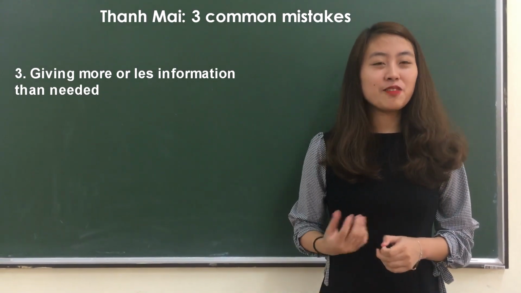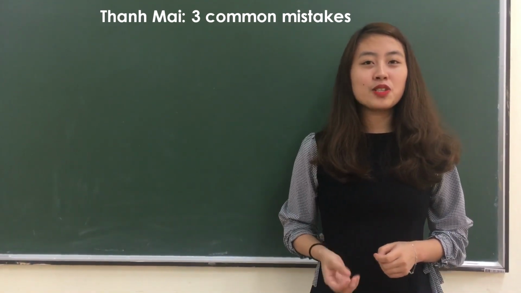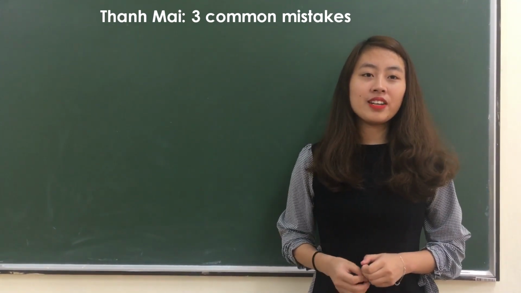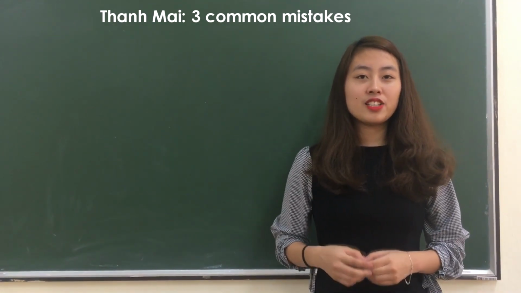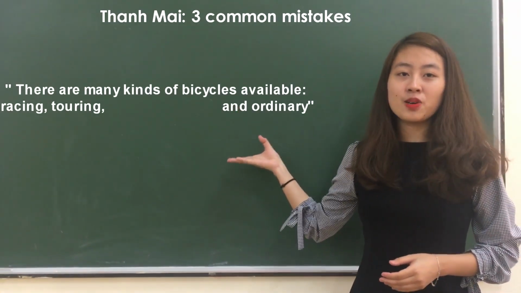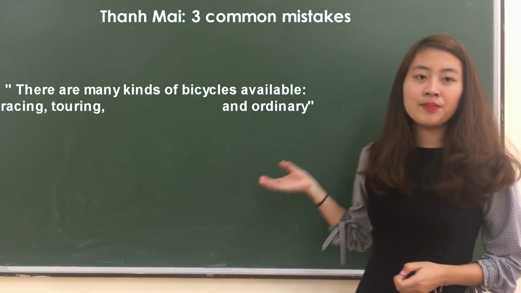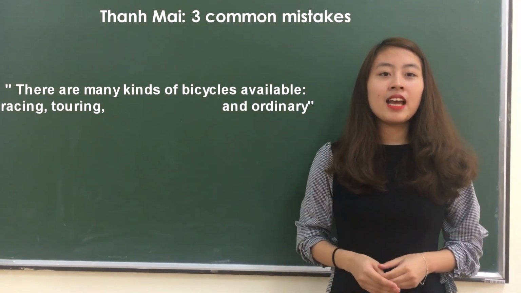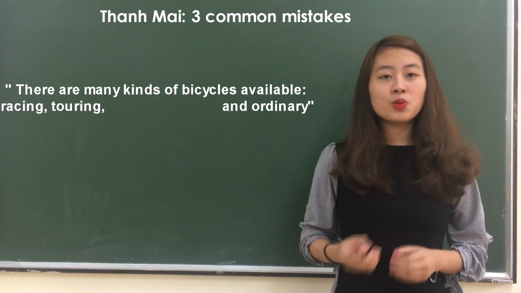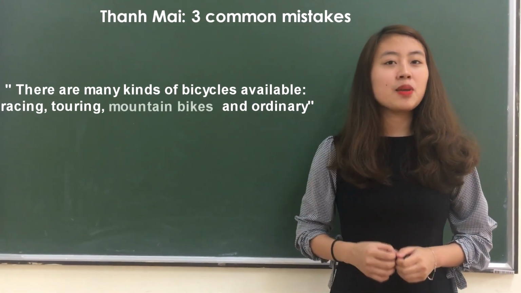The third mistake is giving more or less information than needed. It means your answers are too specific or too general, or don't fit the whole notes. To help you understand better, I will give you an illustration. In the form you are given, there are many kinds of bicycle available: racing, touring, ... and ordinary. In the recording, the speaker says the range of bicycles is enormous. There are racing bikes, touring bikes, mountain bikes, or ordinary bikes. And then the answer is mountain bikes.